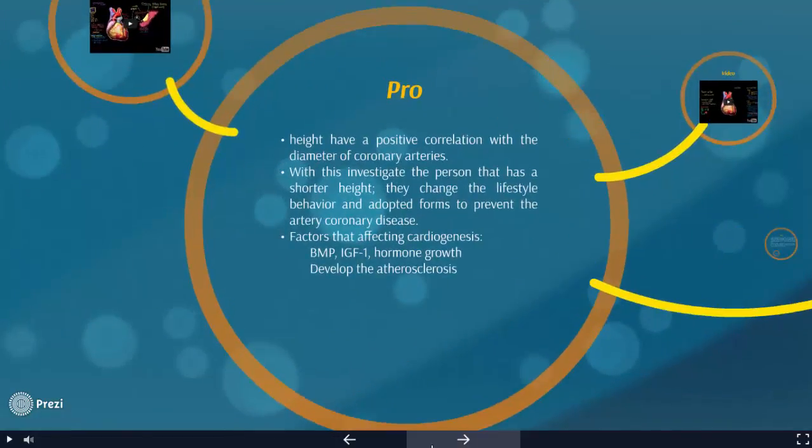Height has a positive correlation with the diameter of the coronary arteries. With this investigation, people who have a shorter height can change their lifestyle and behavior and adopt measures to prevent coronary arterial disease. The factors that affect cardiogenesis are BMP, IGF-1, and hormonal growth, and they contribute to the development of arteriosclerosis.